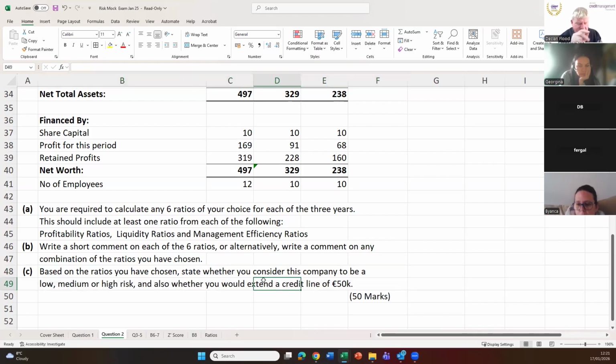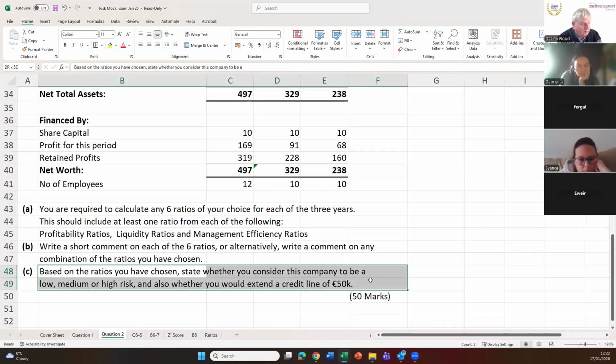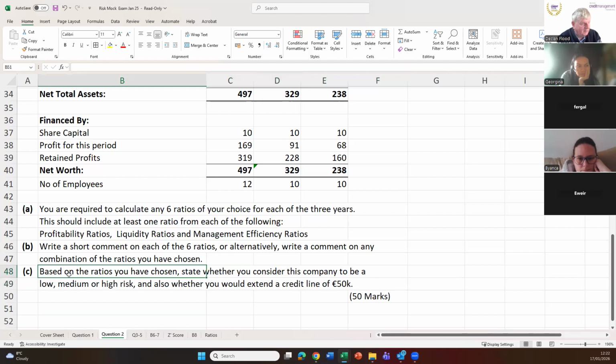And there are models, in terms of your working worth and all that kind of good stuff. So you can say, well, look, based on the working worth, yes, they are good for 50 grand, or whatever the case may be. So just have some basis for your criteria. So that is your P&L account, the ratios, a comment on the ratios, and whether you consider them to be good, high, medium, or low risk.